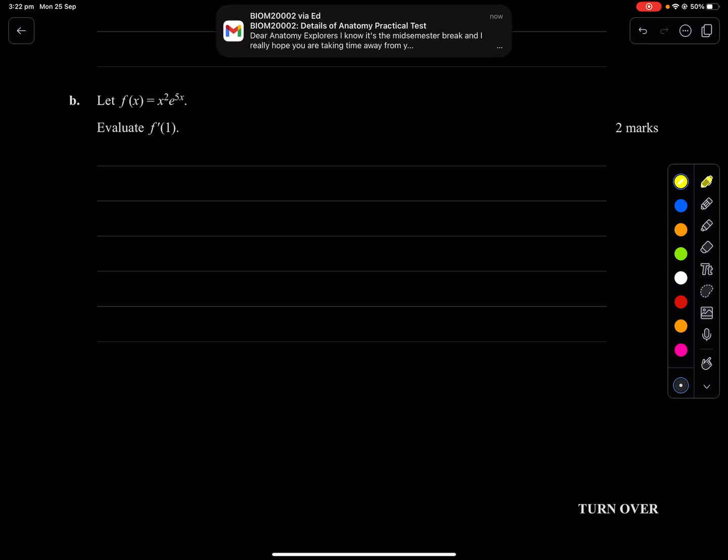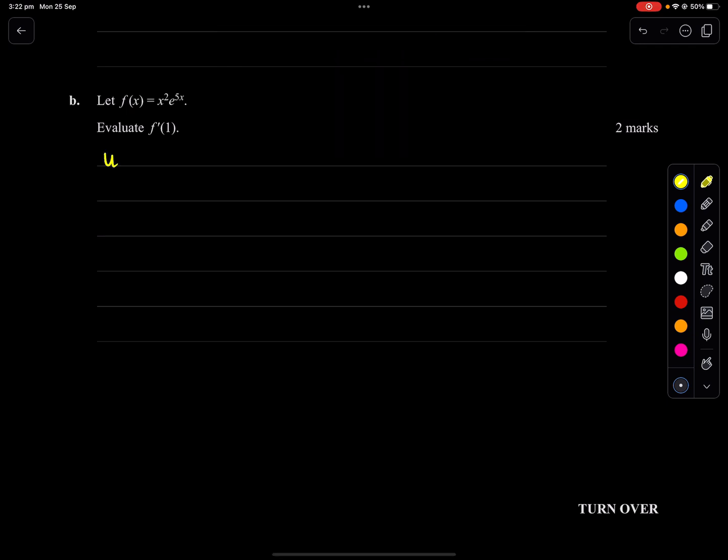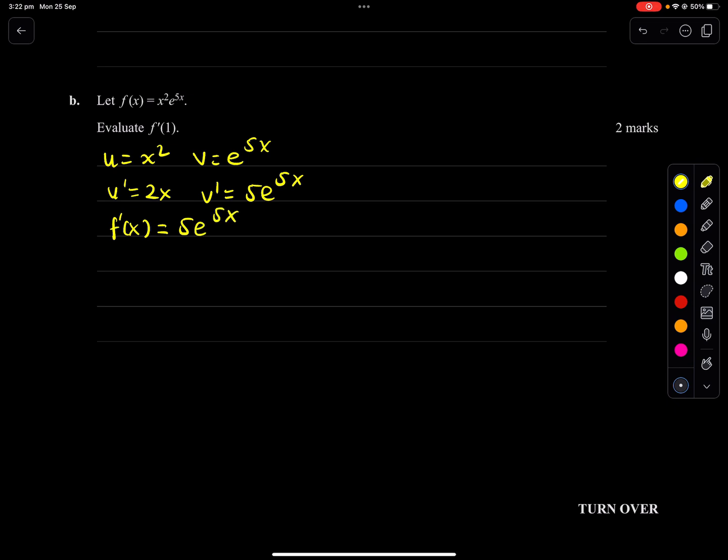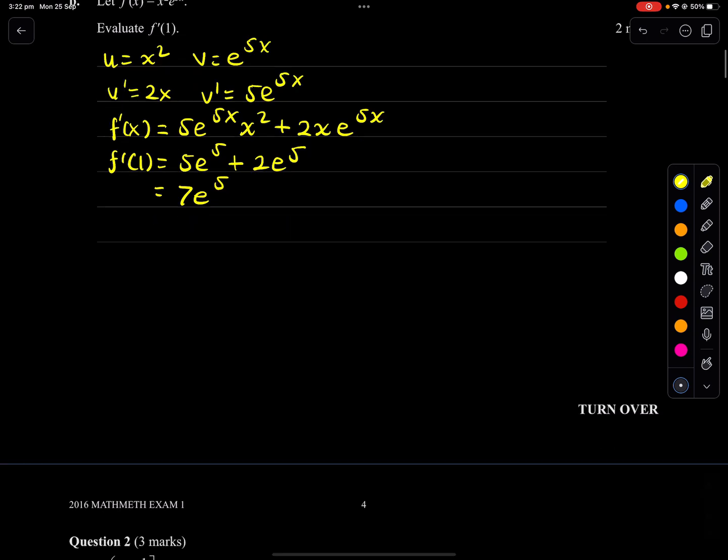Let f be this, evaluate f dash of 1. So we're going to use the product rule here. So u is x squared, v is e to the 5x. So u dash is 2x, v dash is 5e to the 5x. So our f dash of x is 5e to the 5x times x squared plus 2x times e to the 5x. So f dash of 1 is 5e to the 5 plus 2e to the 5, which is 7e to the 5. Done.